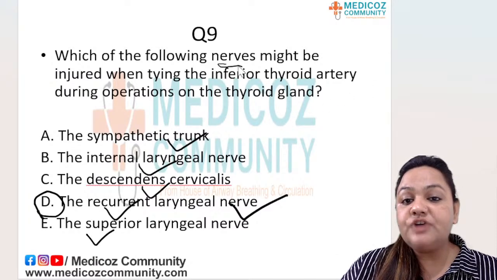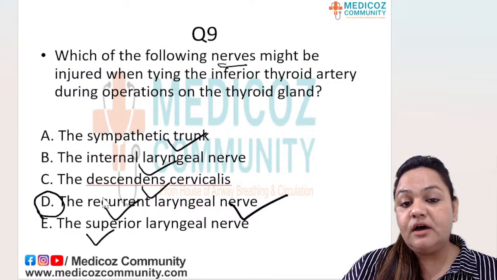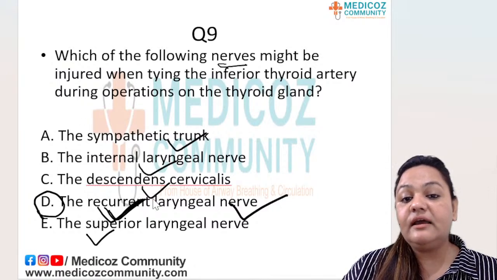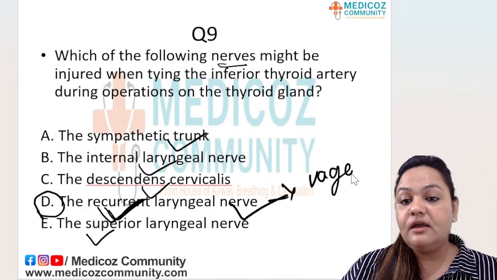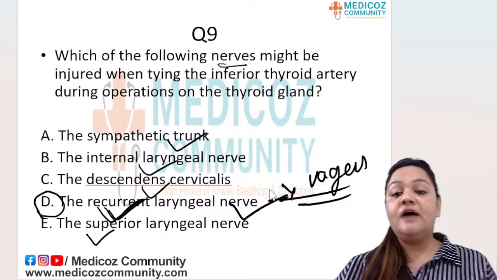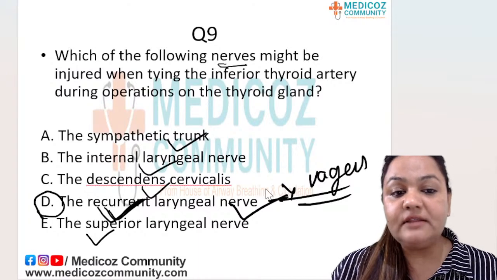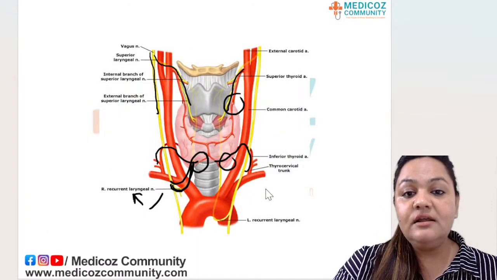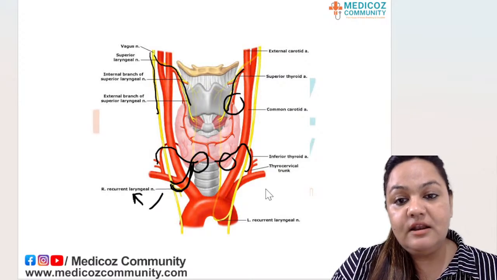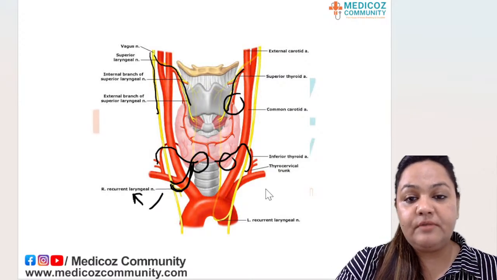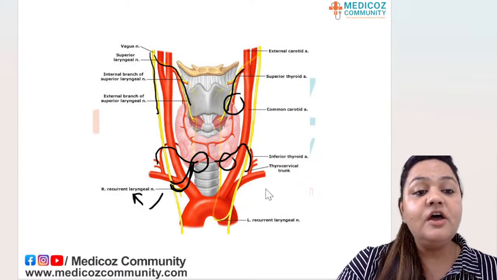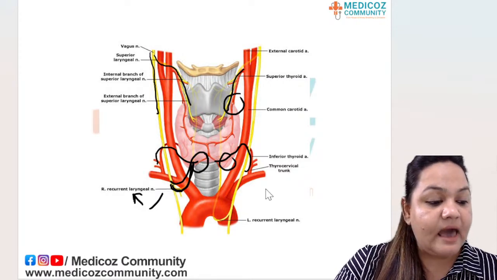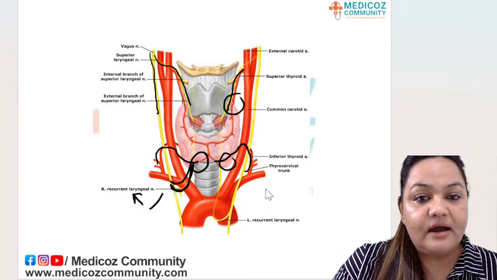So when we are tying the inferior thyroid artery during the operation on the thyroid gland, there may be a chance of injury to a nerve, and the name of that nerve is recurrent laryngeal nerve, which is a branch from the vagus nerve. Okay, and the nerve which is related to the superior thyroid artery is our external laryngeal nerve. So we just have to remember these two nerves, external and recurrent laryngeal nerve, which are related to the superior and inferior thyroid artery.